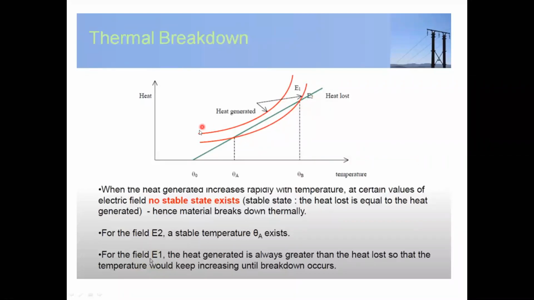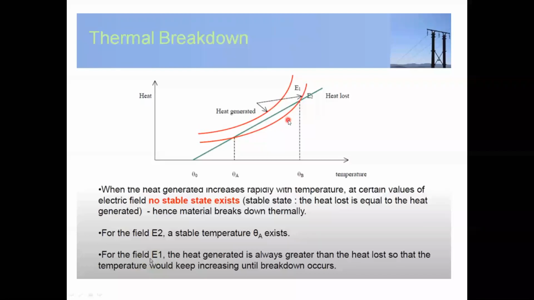So try to observe here. The E1 curve is called heat generated. While observing this E1 curve, heat generation is more than the heat loss. The heat generated curve is above the heat loss line. Due to electric field E1, the heat and temperature curve looks like this. That means heat generated is more than the heat lost.